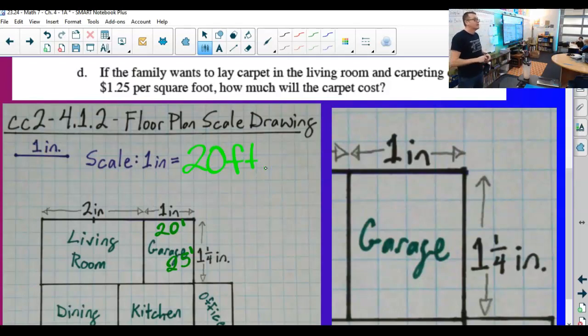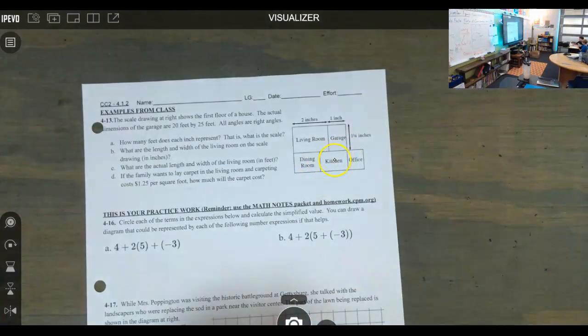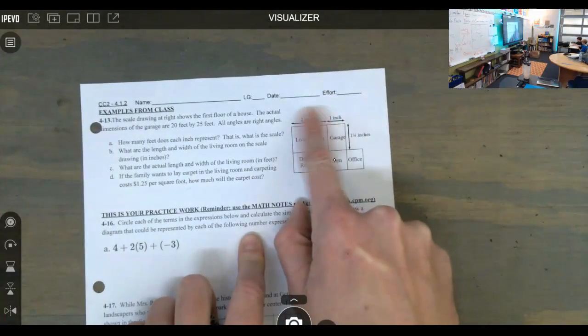Why does it say 1 inch equals 10 feet on our key? Because this is a different problem. No, you didn't, because you asked the question. Again, quit saying statements that don't match your behavior. This is on your homework paper, guys. Examples from class. It's not graph paper, but you can just put it right up here: 1 inch equals 20 feet.